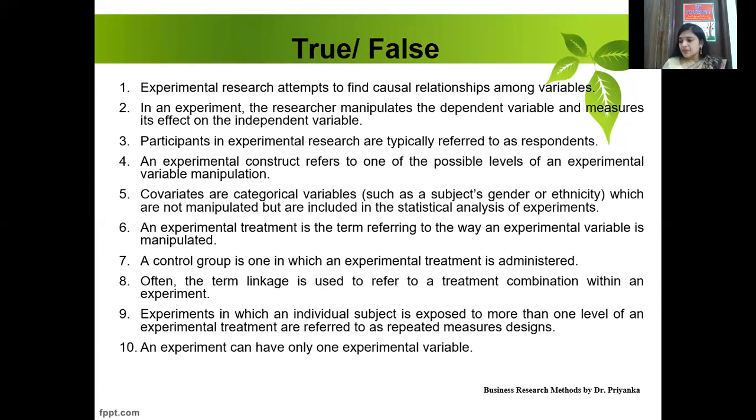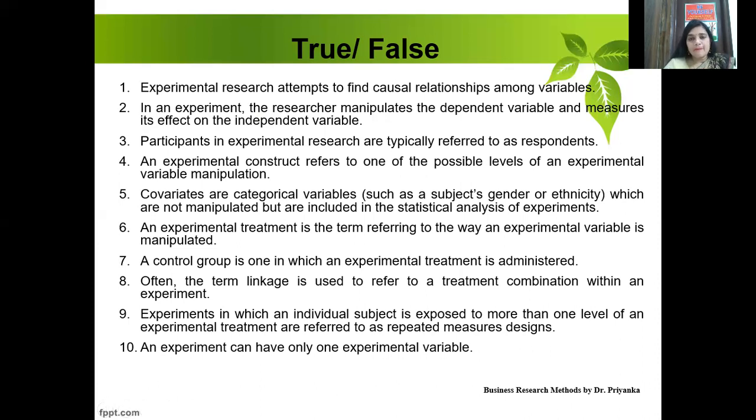Experimental research attempts to find causal relationships among variables. Is it? Yes, experimental research attempts to find causal relationships generally among variables, and these variables are dependent and independent variables. Yes, it is true. Second is, in an experiment, the researcher manipulates the dependent variable and measures its effect on the independent variable. Is it? The researcher manipulates the independent variable and measures its effect on the dependent variable. So it is false.